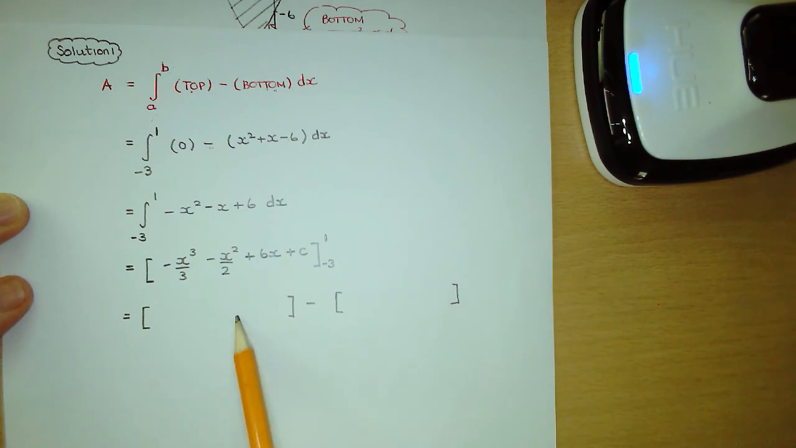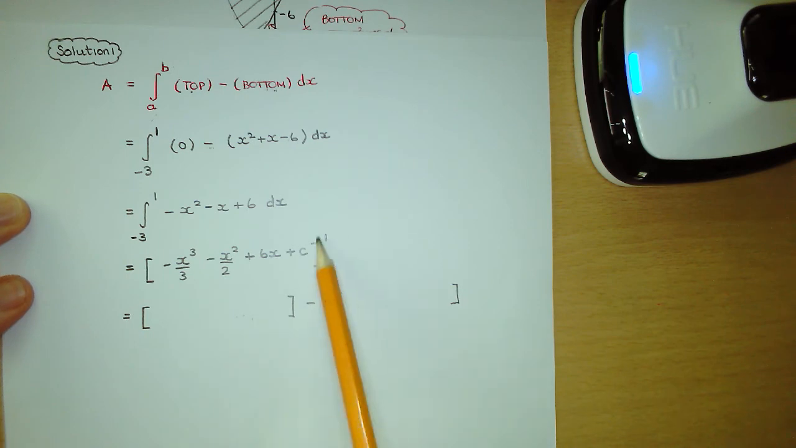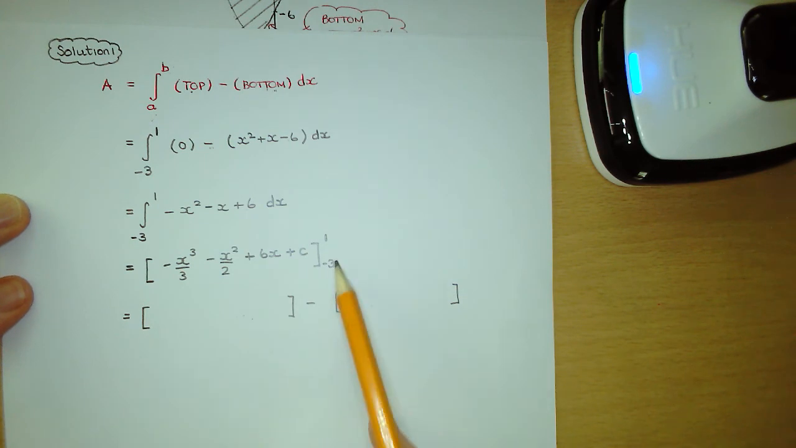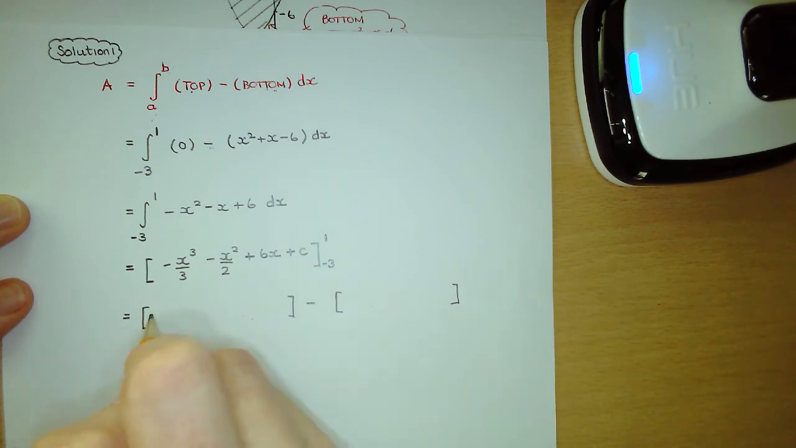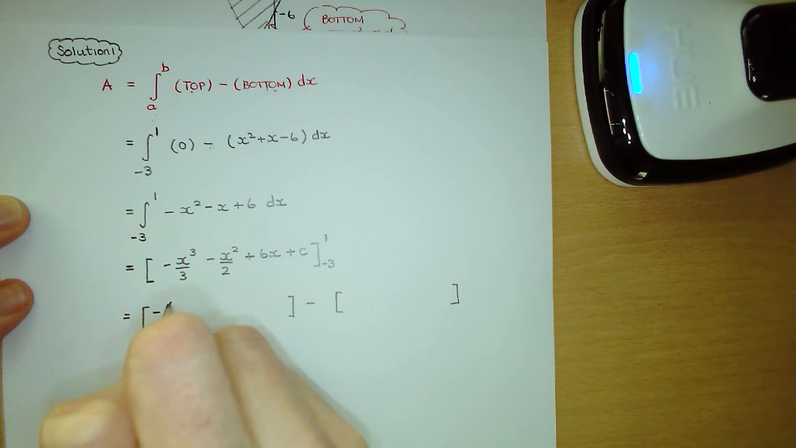Now, the reason we've stuck 2 separate square brackets down is because we're going to sub the top limit into the expression inside the square bracket, and we're going to put that inside the first square bracket. We're then going to take the bottom limit and we're going to sub it into this square bracket, and then that result will go in the second set of brackets here. So, in the first set of brackets here, we're going to sub the top limit 1 into the expression in the square bracket. So we're going to get minus, copy down our minus, and then we've got 1 in brackets all cubed over 3.